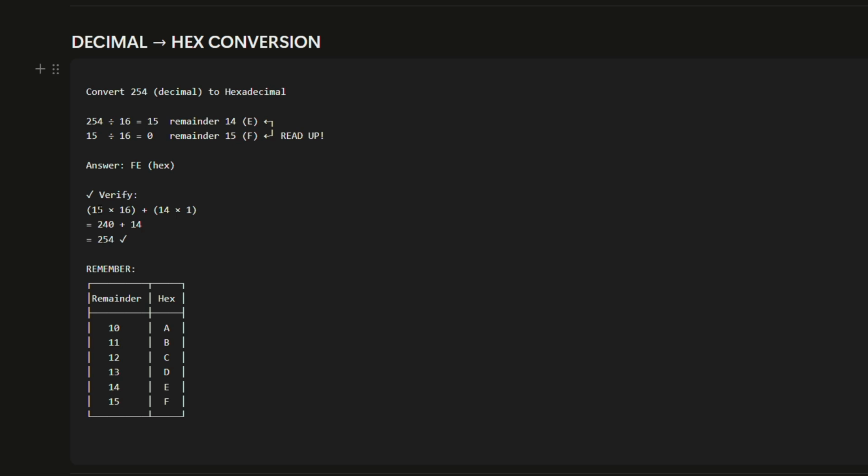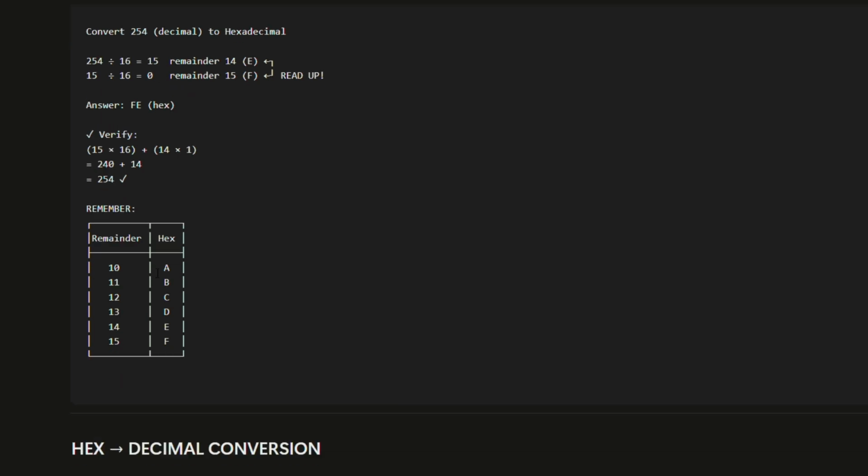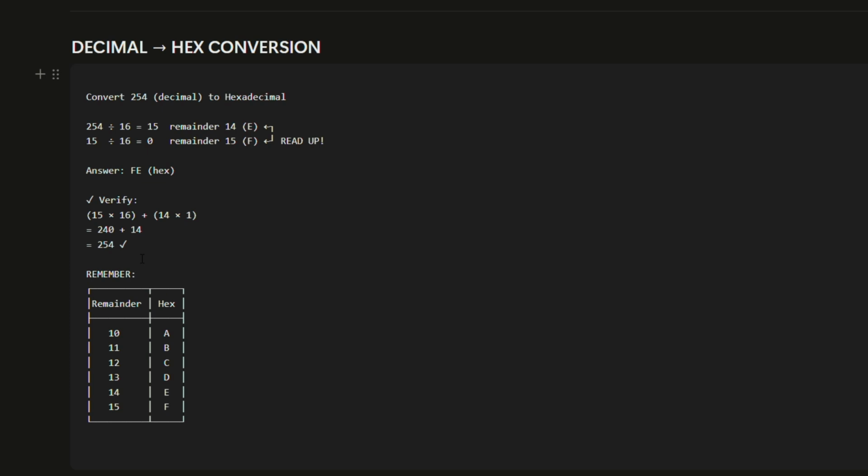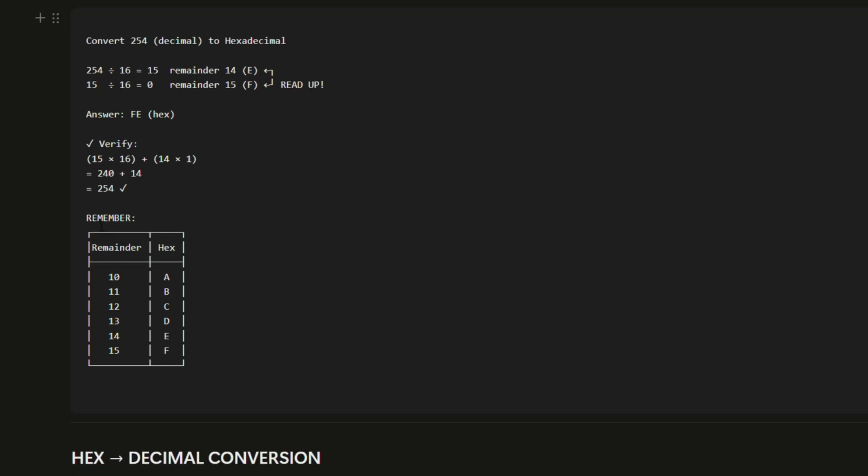If I have to verify, it's FE. F is 15, E is 14, and then I'll multiply each with 16 raised to the position that it's present in and sum it up. And that gives me my decimal equivalent, which matches the initial decimal value that we started with. So again, remember that you need to convert whatever remainders come from 10 to 15 into your letters, that is A, B, C, D, E, F.